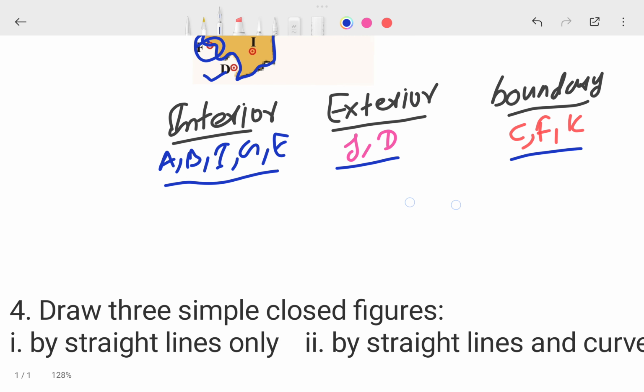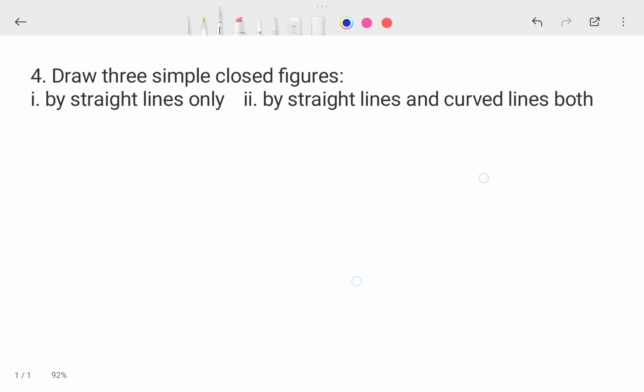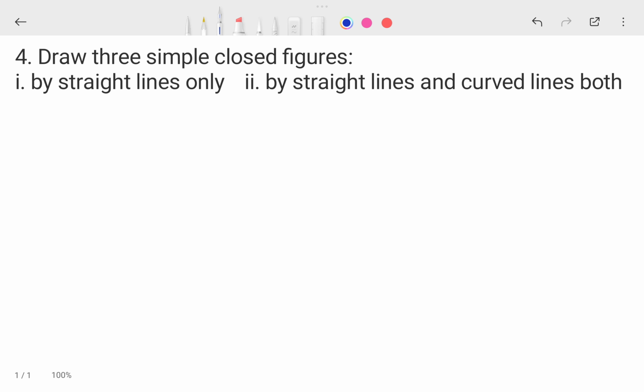Is it clear? Right, so now let's talk about the fourth question. What is the fourth question telling us here? Draw three simple closed figures by a straight line. We have to draw three simple closed figures. You have to use straight lines and you have to draw a closed figure.